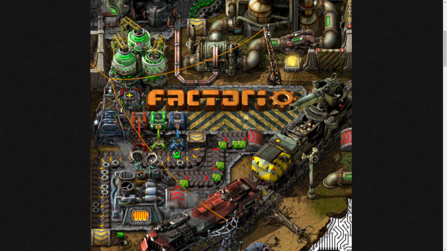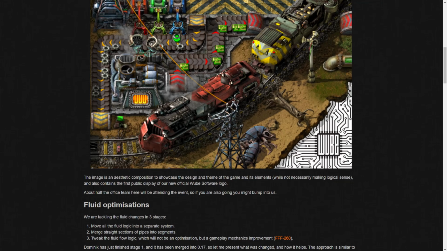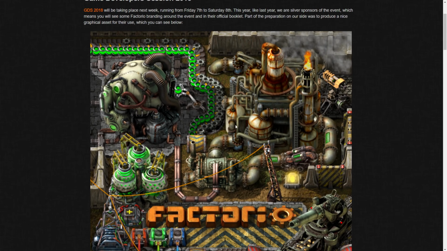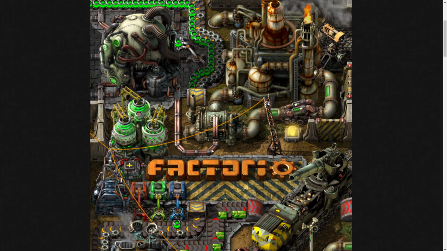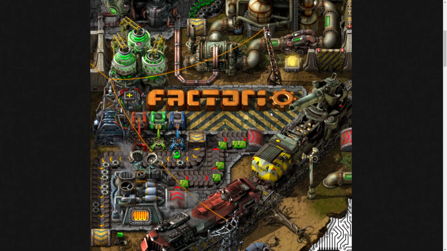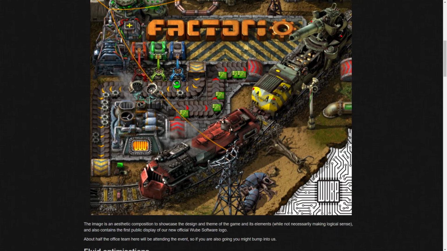Try not to focus on functionality. Yeah, it is way not functional. And they even say it's not supposed to make sense. There's a ton of stuff here if you look at it that makes no sense and is not even possible in the game naturally. But like they said, it's not supposed to. They say it's an aesthetic composition to showcase the design and theme of the game and its elements while not necessarily making logical sense. It also contains the first public display of our new official Wube Software logo down on the right, which I think is really cool how they've done this logo.